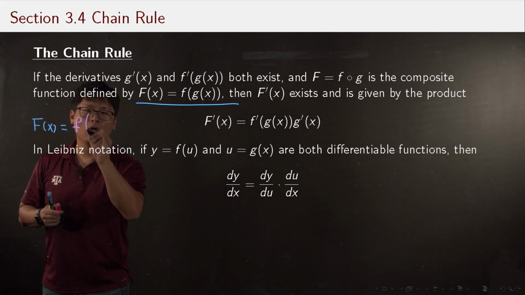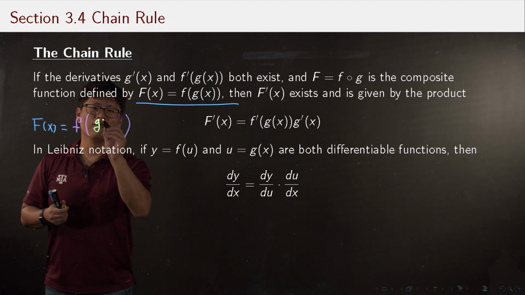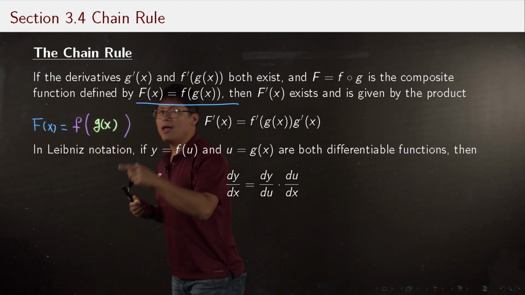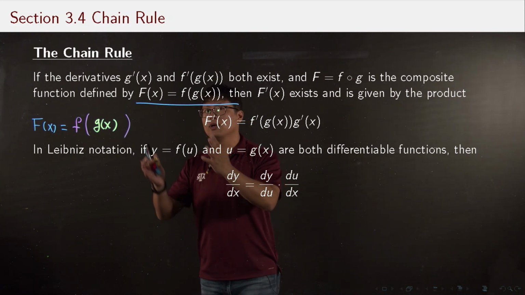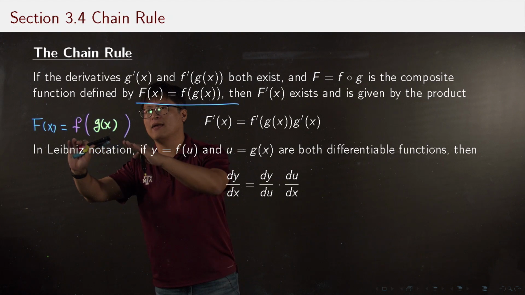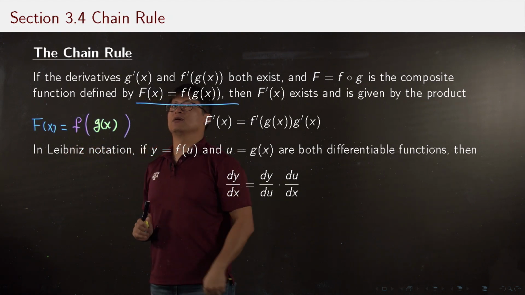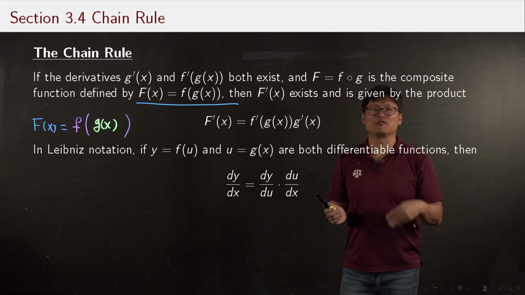f of g of x. Do you know why I'm using 2 different colors? Because I would like to show you the layers. g is the inside function and f is the outside function. Does it make sense? Whenever I explain this chain rule, I always explain it this way.